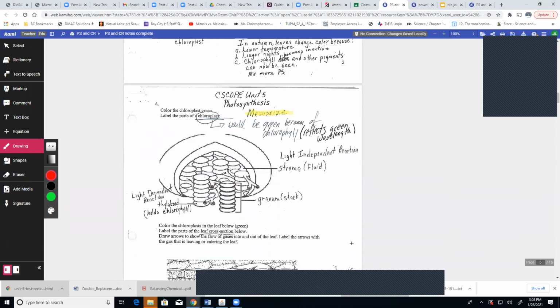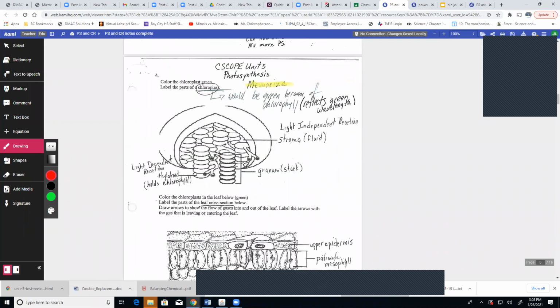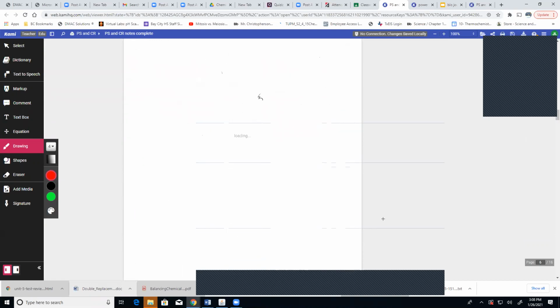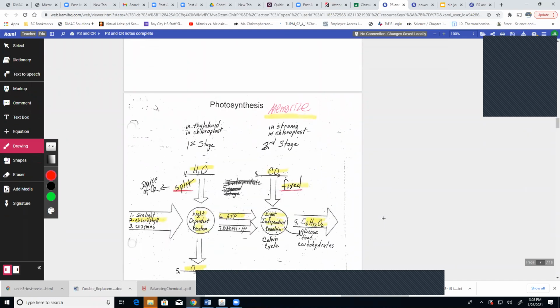This right here, don't worry about this with the epidermis and all that, but you do need to go over this picture of the chloroplast. That will be one of the little diagrams you have a few questions on. By far, this diagram is the one that you have the most questions that come from one particular diagram. Oh, and this one too. There's a lot of questions on this one.